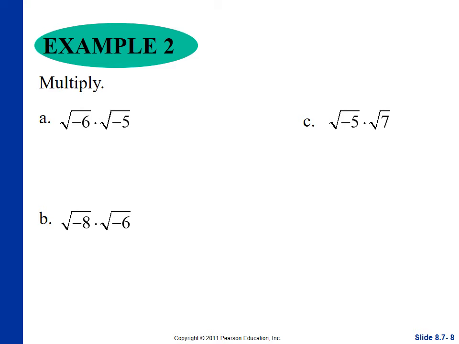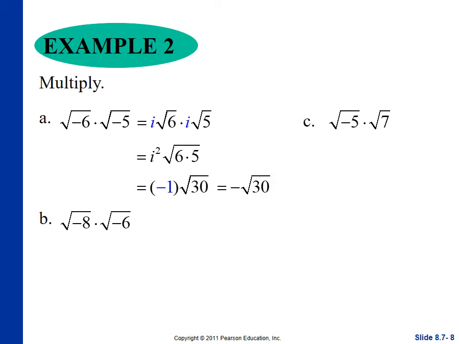So the next part here we're going to do is some multiplication. So the square root of negative 6 times the square root of negative 5. Now, we end up with i square root of 6 times i square root of 5. Now, remember, i squared is equal to negative 1. So we get i squared times square root of 6 times 5. So this would be negative 1 times 30. All right, so just negative square root of 30 there.